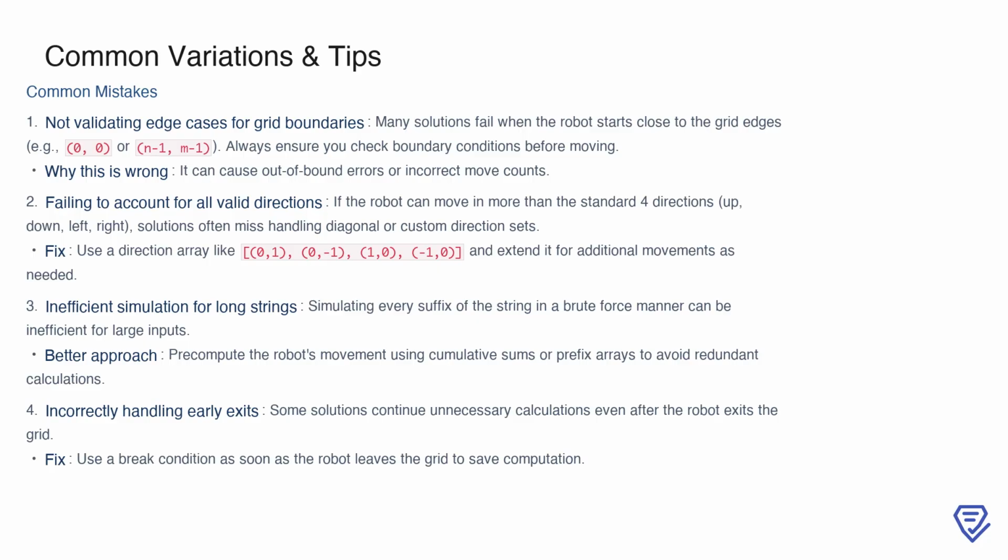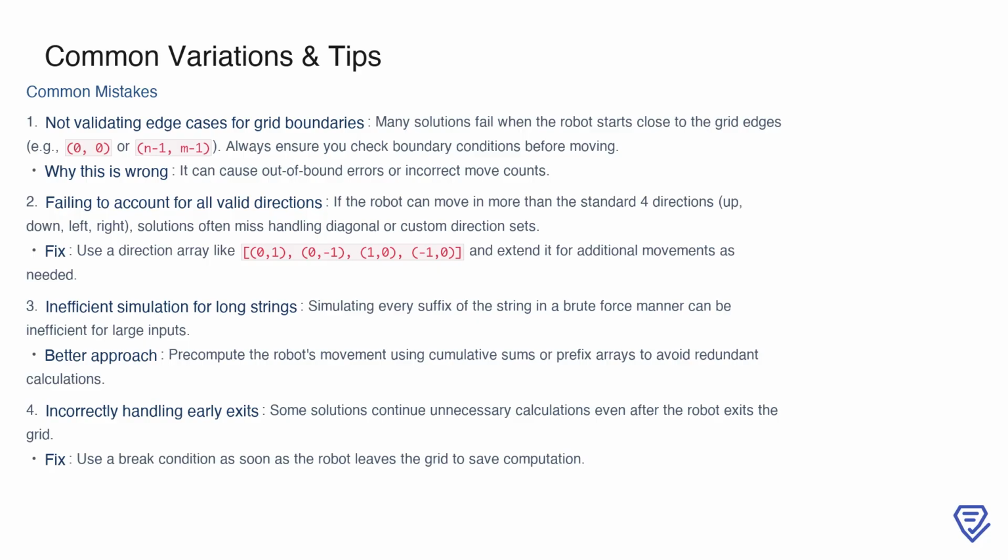To address this, always check boundary conditions before executing any moves. Another frequent issue is not accounting for all valid directions. While the standard 4 directions up, down, left, and right are common, there are variations where diagonal or custom direction sets are allowed. To handle this, use a direction array and extend it as needed for additional movements.